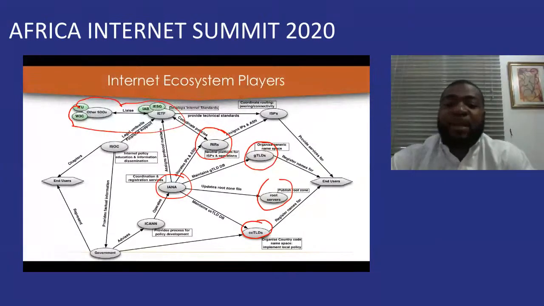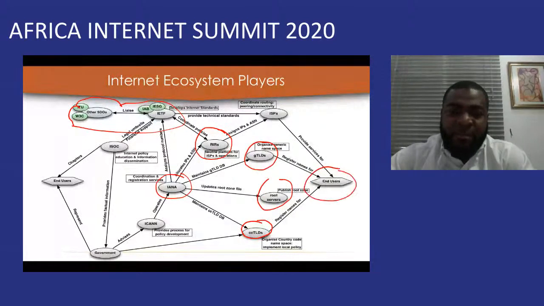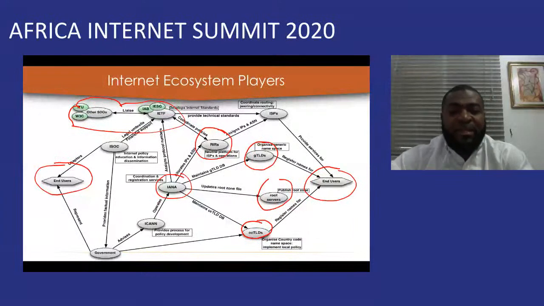So we have .com, .net, etc. And for the country codes, we have the country names like .ci, .mu, .fr, etc. And after that, all those elements are working for the end user. You can see from the right and the left, they are all working for the internet user, which we all are.